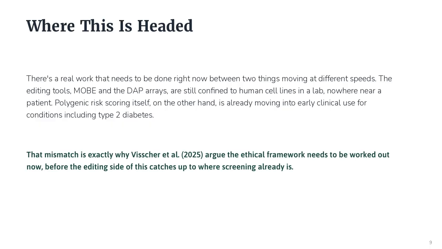So right now, there's a real distance between two things moving at different speeds. The editing tools are still confined to human cell lines in a lab and nowhere near a patient. But polygenic risk scoring itself is already moving into early clinical use for conditions including type 2 diabetes. And that mismatch is part of what researchers like Vischer and colleagues are arguing that the ethical framework needs to be worked out now before the editing side of this technology catches up to where the screening and the scoring side already is.